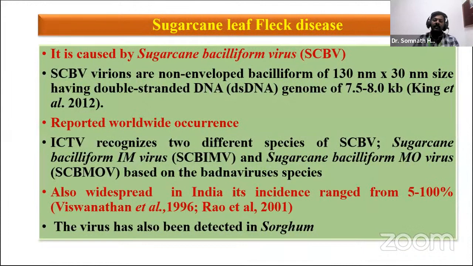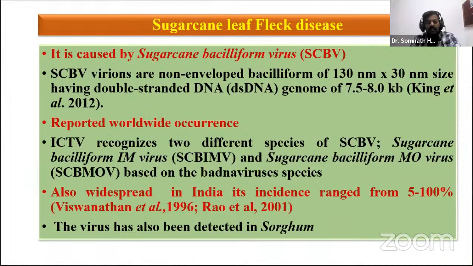Sugarcane leaf fleck disease is one of the important diseases, caused by sugarcane bacilliform virus, which belongs to the family Caulimoviridae. The virions are non-enveloped and bacilliform, with a double-stranded DNA genome. ICTV recognizes two different species of sugarcane bacilliform virus: sugarcane bacilliform IM virus and sugarcane bacilliform MO virus.